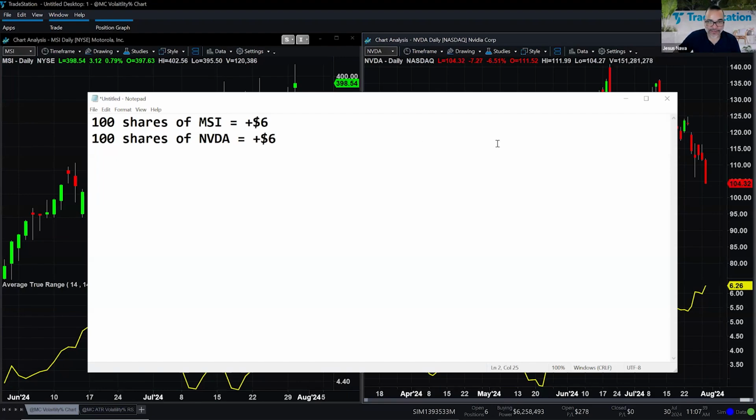They both move $6. What this means is that our revenue in this case would be $600, and for NVIDIA, it would be exactly the same, $600. If the two trades were exactly the same, 100 shares of MSI and 100 shares of NVIDIA, both moving about $6 each, it would give us an amount of $600 in movement. However, this is not the same as a return on capital, which is technically how traders think. How much return am I getting on these trades?